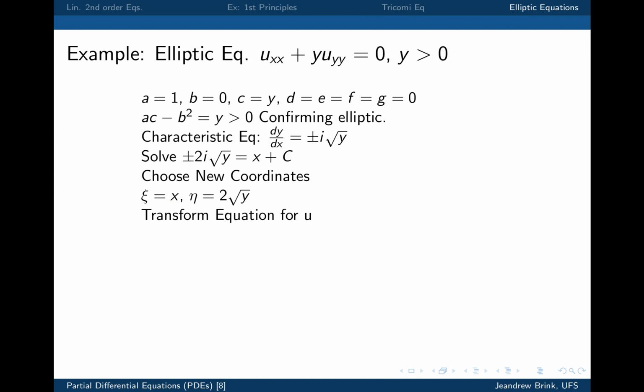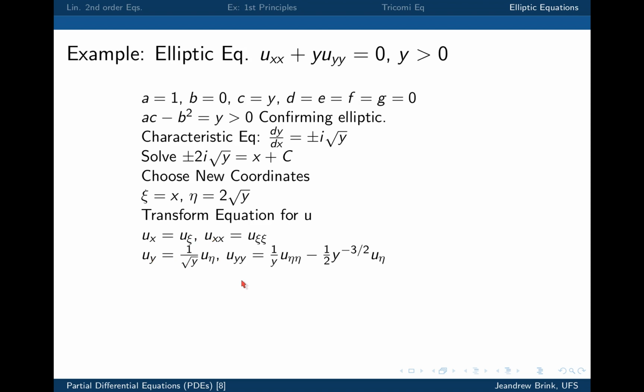And the method of transformation is the same by this stage. xi is just equal to x, so ux is u xi, uxx is u xi xi, and it gets more complicated. uy is just du d eta times d eta dy, so that's a half times 1 over the square root of y times 2. So it's 1 over y. The second derivative is just d dy of this thing.